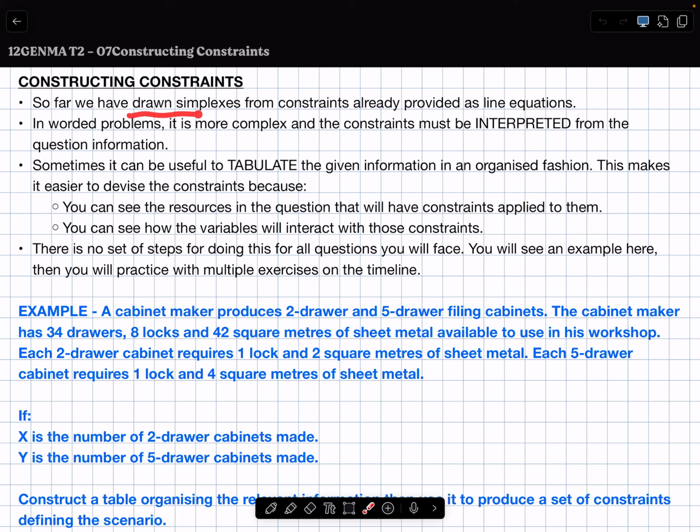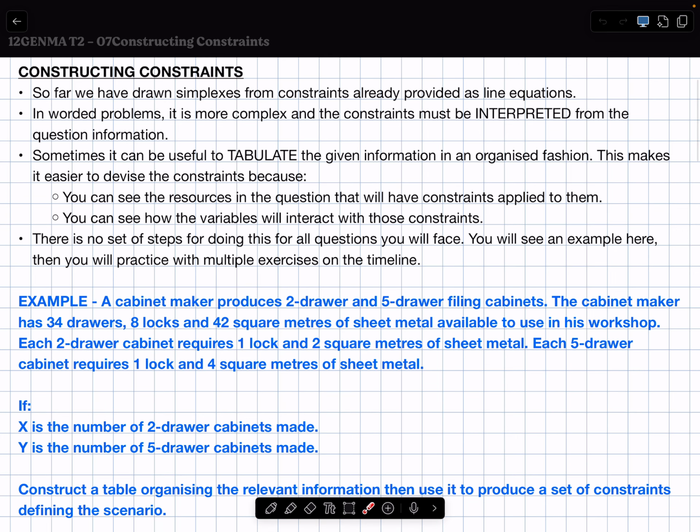So far, we've drawn simplexes from constraints that you were just provided. In worded problems, it's more complex. You need to interpret the constraints from the question information. Sometimes it's useful to tabulate the given info in an organized fashion. This makes it easier to make the constraints because you can see the resources in the question and you can see how the variables interact with each other.